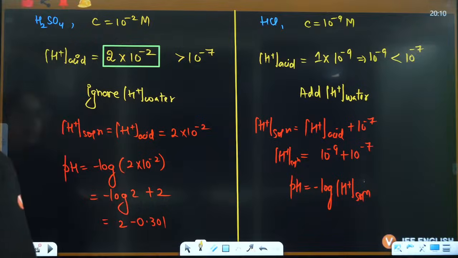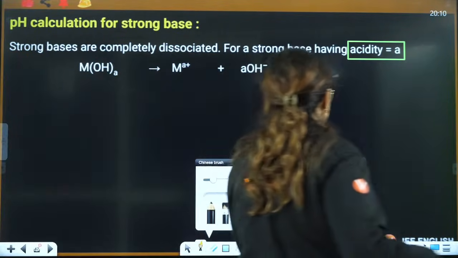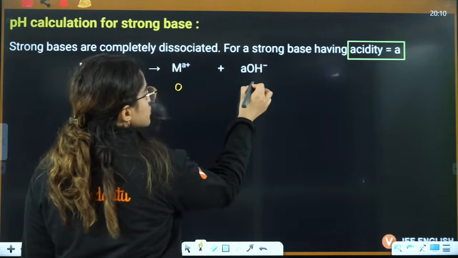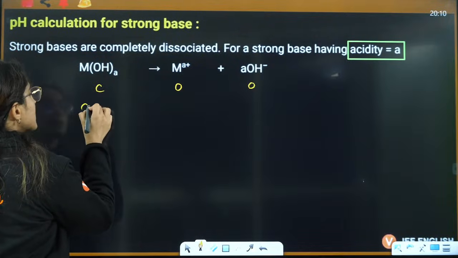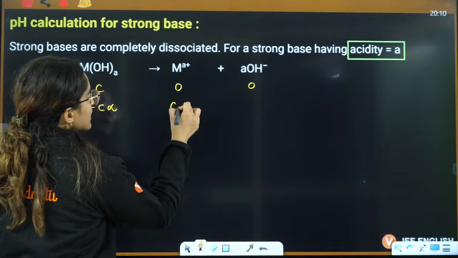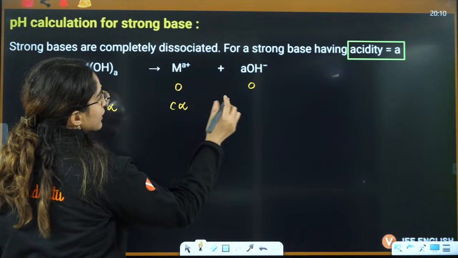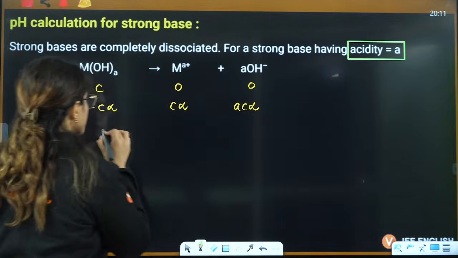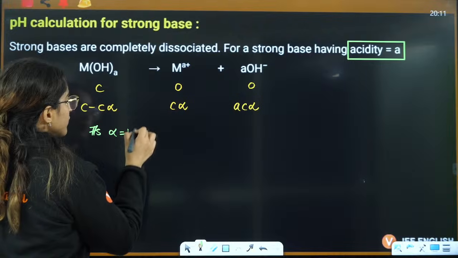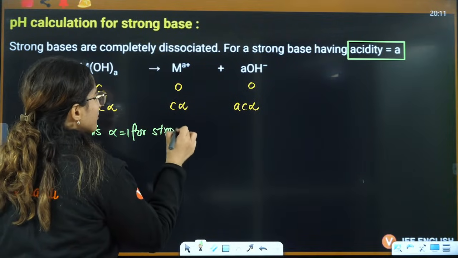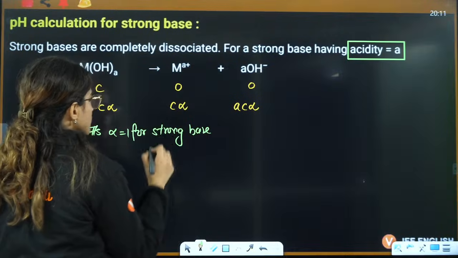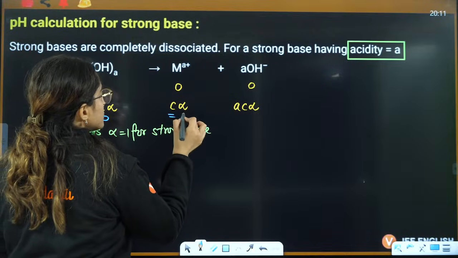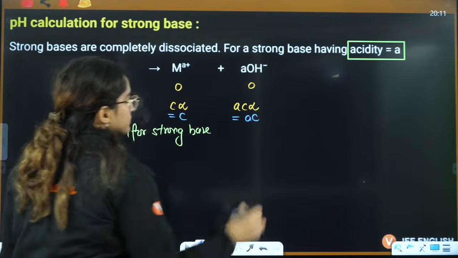If you see this here, now for the strong base it is the same. Initially the concentration is C, 0, 0. Then it is C minus C alpha, C alpha, and C alpha into A. As alpha is equal to 1 for a strong base, this will become 0, this will become C, and this will become AC.